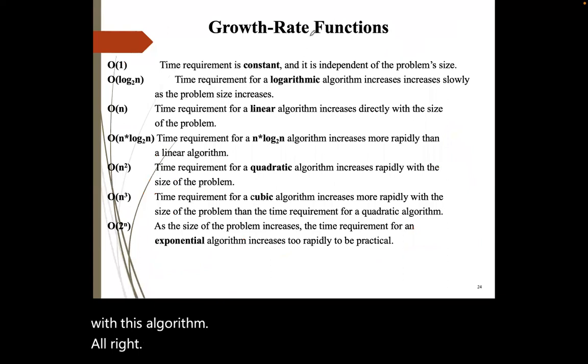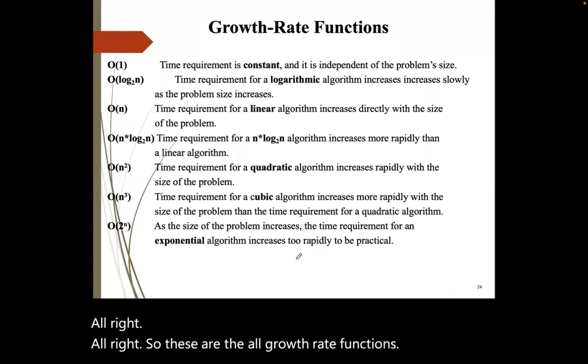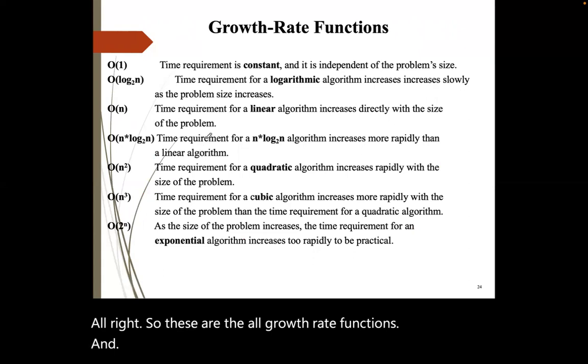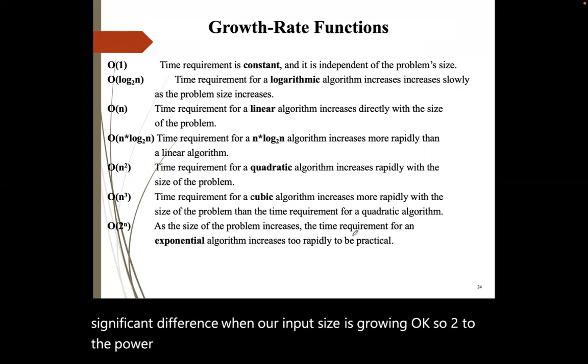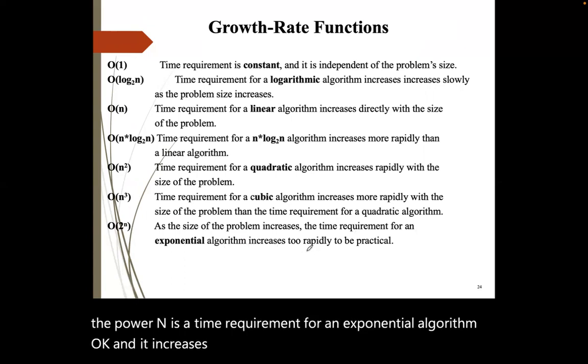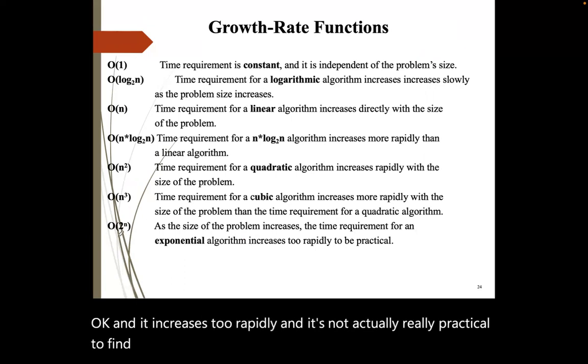So these are all the growth rate functions, and here we're seeing how to read them and how they make a significant difference when our input size is growing. 2 to the power n is the time requirement for an exponential algorithm, and it increases too rapidly. It's not really practical to find a solution that runs in 2 to the power n time.